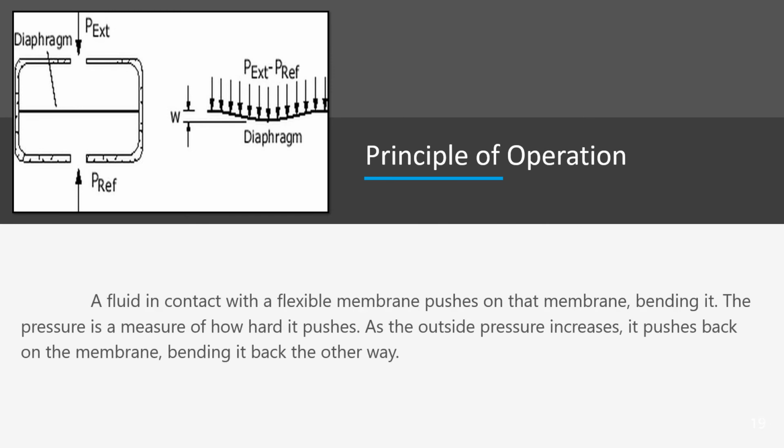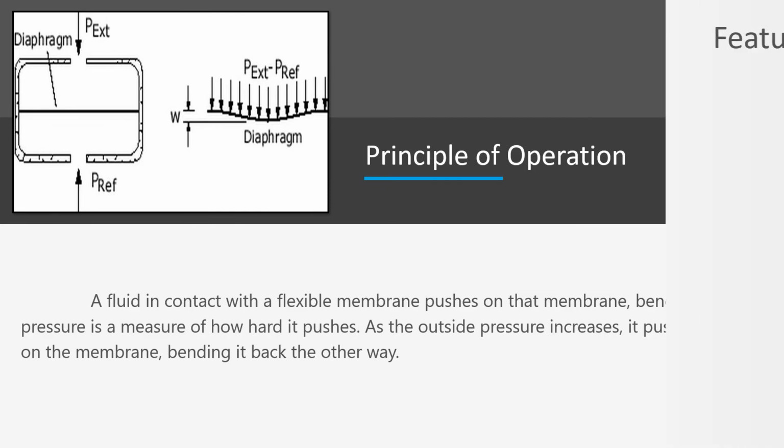First we have to tackle the principle of operation. A fluid in contact with a flexible membrane pushes on the membrane, bending it. The pressure is a measure of how hard it pushes. As the outside pressure increases, it pushes back on the membrane, bending it back the other way. By measuring how far the membrane bends, the gauge can detect the outside pressure. So it depends upon the bending of the membrane.